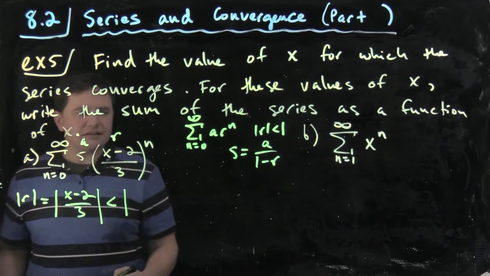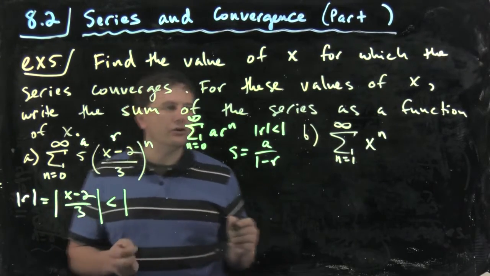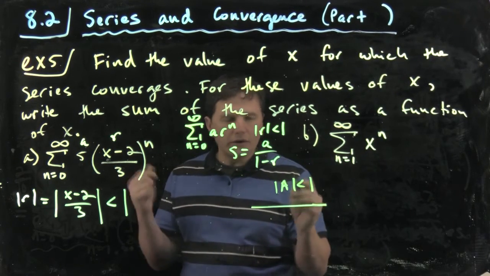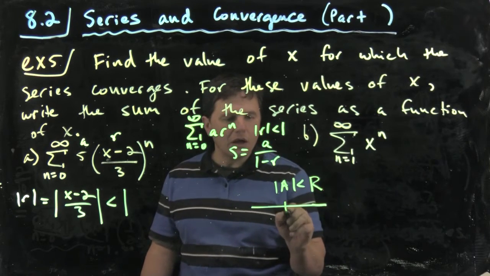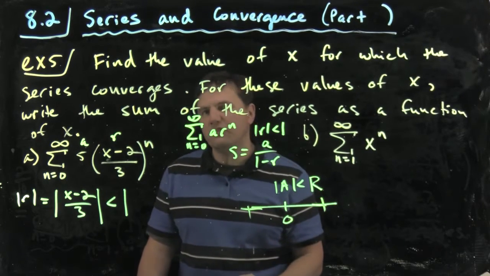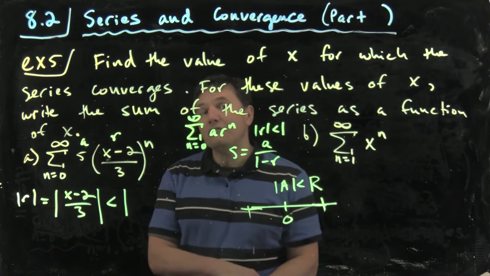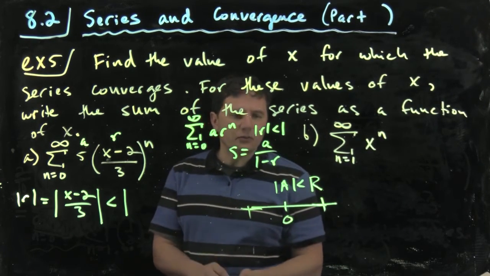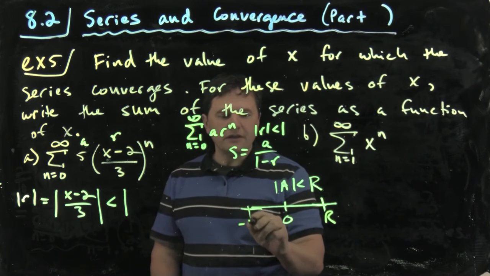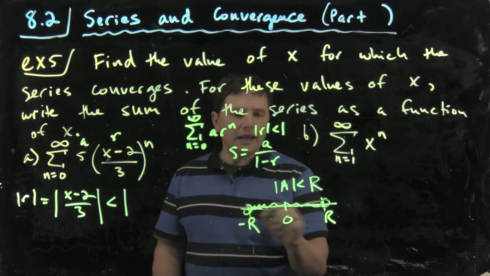Now, this actually goes back to something you did in algebra, algebra 2. If I have the absolute value less than a value, say the absolute value of a is less than r, what that means is absolute value is the distance the number is from 0. The absolute value of 5 is 5, it's 5 spaces from 0. The absolute value of negative 5 is also 5, because it's 5 spaces from 0. So if the absolute value of a is less than r, it means that a has to be somewhere in between negative r and r.